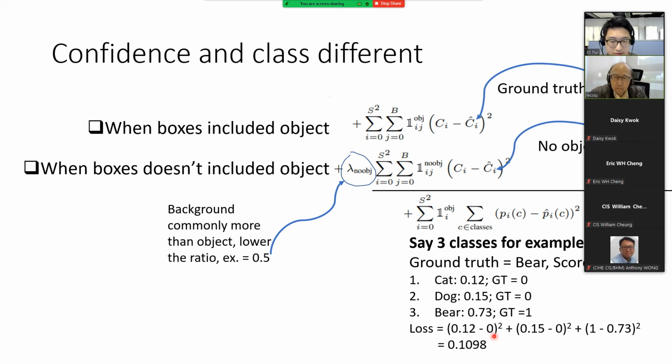0.12 minus 0 squared, and so on. So it can actually calculate 0.1098, which is quite low because it already tells that the bear has the highest chance. So the loss will be small. Of course, it makes sense.